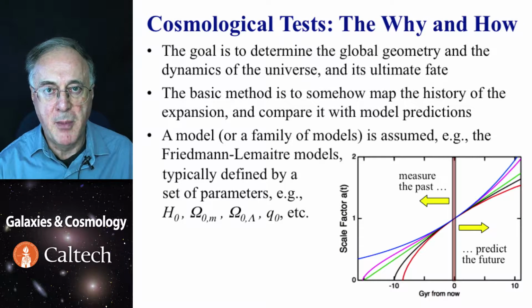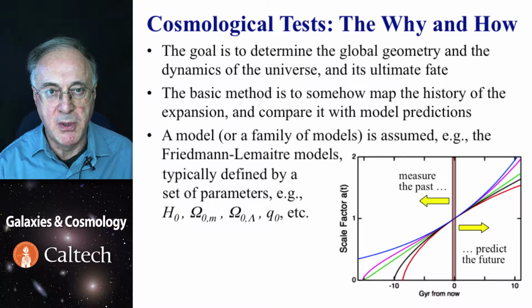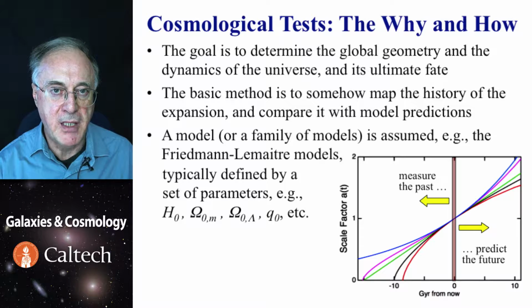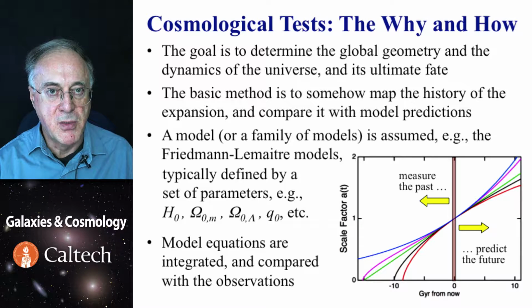So we assume a family of models, such as solutions of the Friedmann equation or Friedmann-Lemaître models. There are others, but these are pretty generic. And they're characterized by a number of cosmological parameters that we defined earlier. They create a whole family of these curves of R of t, and somehow we have to find out which one we are on. We can observe only in the past, but from that we can predict what the universe will do in the future as well. We integrate the equations, producing observable quantities such as distances, and then we compare that with the observations.